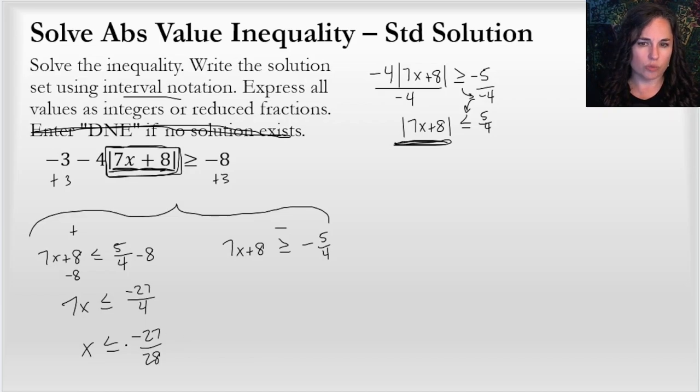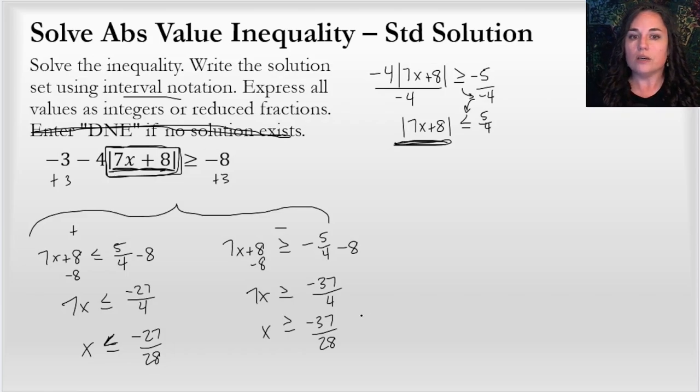Which is almost negative 1, right? So x has to be less than that. Let's go to the other solution. I'm going to move a negative 8 over to the other side again. So I get 7x, but I have a negative 5/4 over on that side. So I'm going to be taking negative 5 and subtracting 32, which results in a negative 37 over 4. And then I'm going to divide each side by 7, so I get negative 37 over 28, which is a little bit greater than 1, which is looking about right.